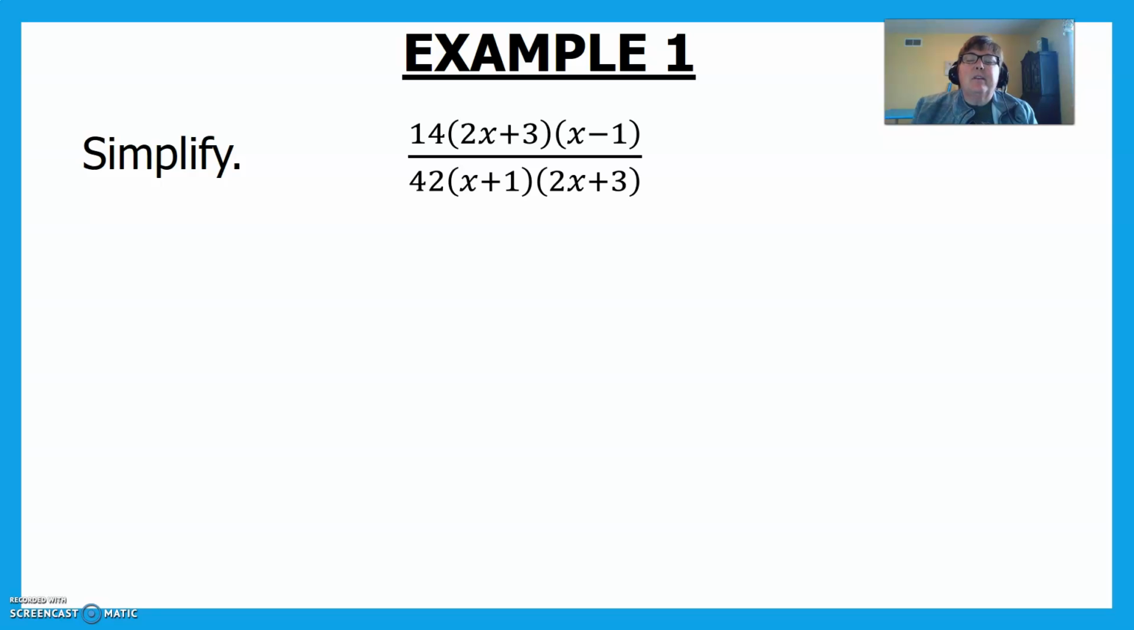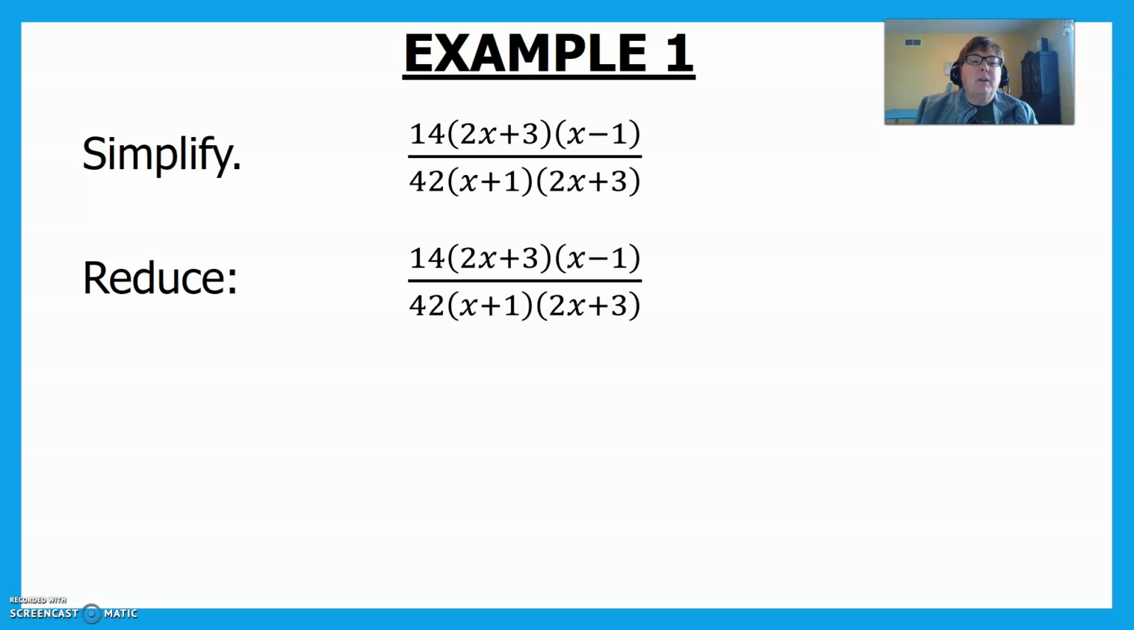The first three examples are going to be in factored form, and the last three examples we're going to have to do a little bit of factoring in order to simplify. So I'm going to look at this and I'm going to reduce what I can. I look at 14 and 42 and ask myself, is there some number that goes into both of them?